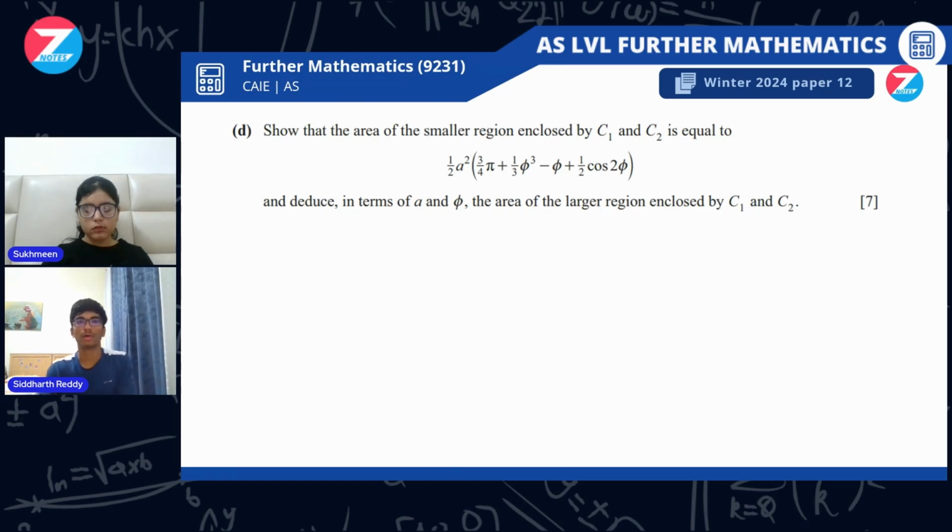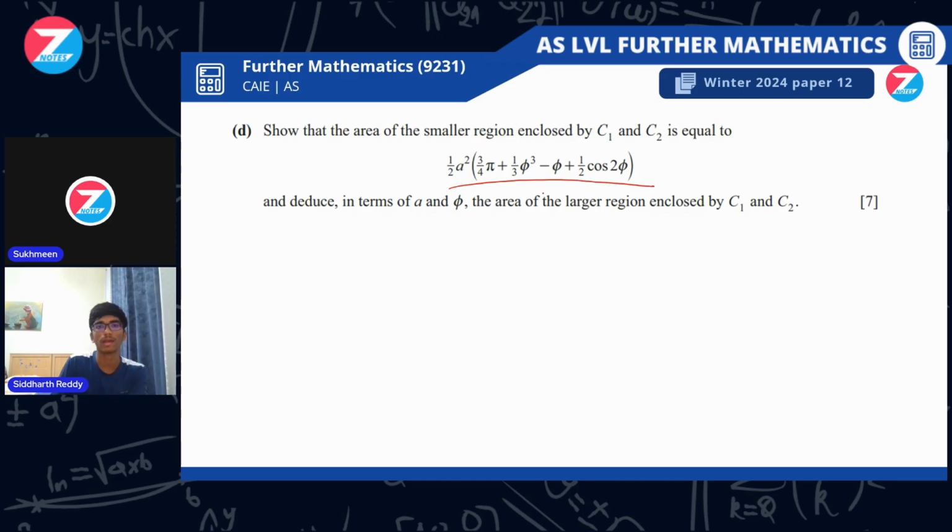Show that the area of the smaller region enclosed by C1 and C2 is equal to a square by 2. Okay, show that it's equal to this. And deduce, in terms of a and phi, the area of the larger region enclosed by C1 and C2. Okay, so just drawing this on the side. What they're talking about is that there is this area and there is one more large area, this one. So they're asking us to first find the area of this small part, and then deduce the area of the large part.